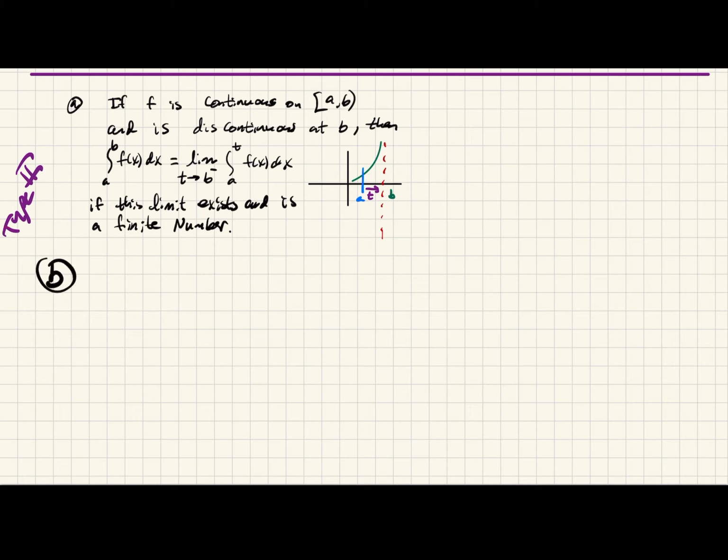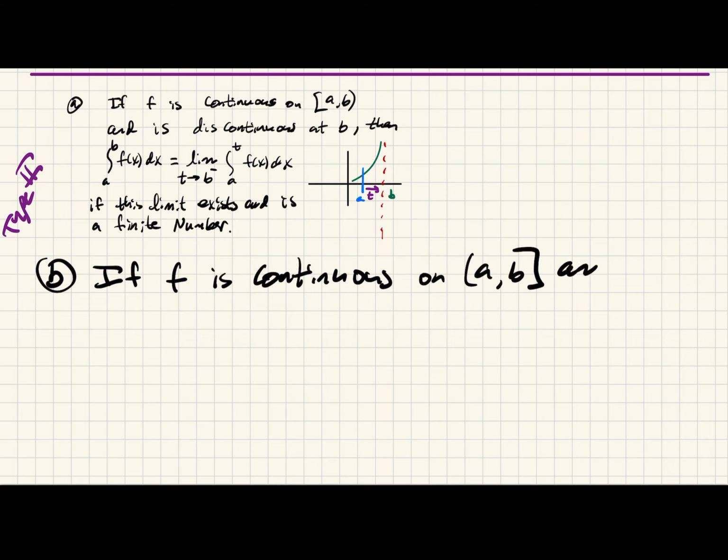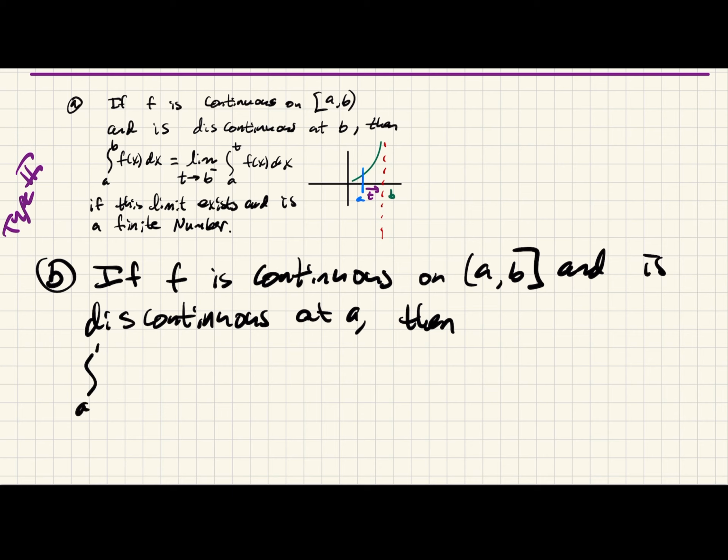Okay, B. If f is continuous on A to B and is discontinuous at A, then this integral, A to B, of f of x dx, and you can kind of imagine what's going to happen, is equal to the limit as t goes to A from the right, integral t to b, f of x dx, if this limit exists and is a finite number.